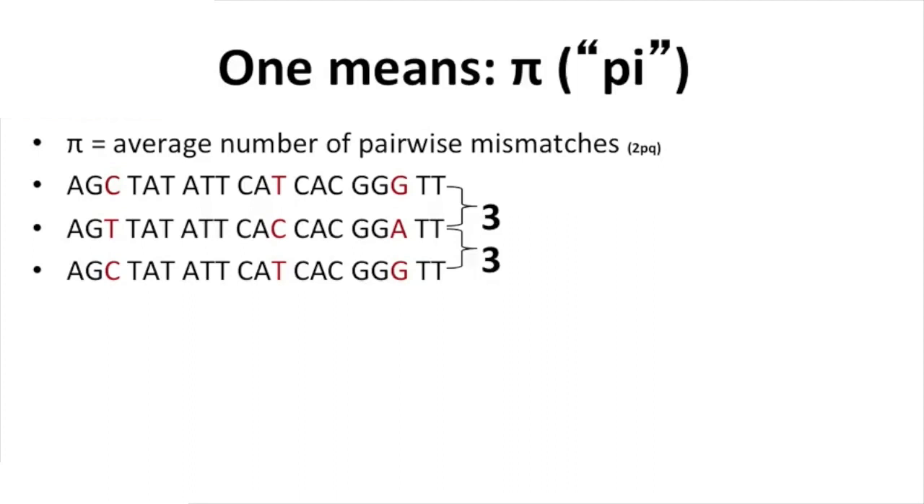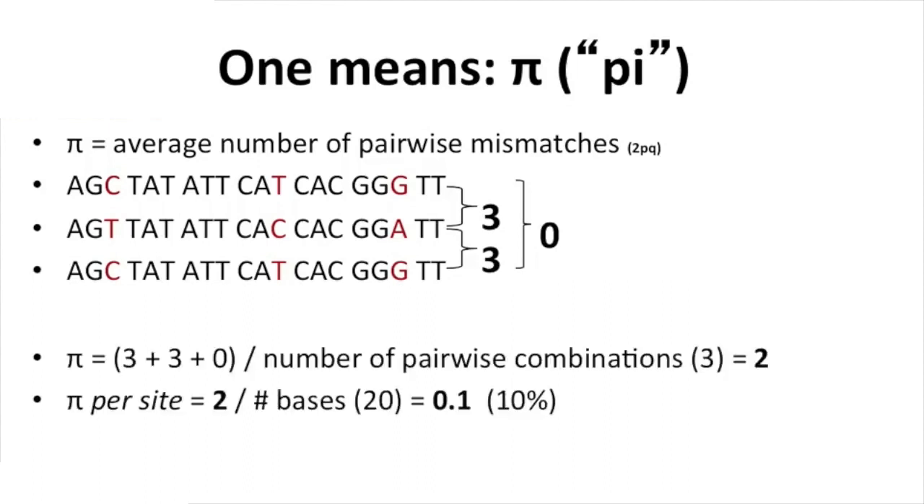What about between the first and third sequence? How many mismatches are there? Well, the only variable sites are the red ones, and here they're the same, here they're the same, and there they're the same. So in fact, between the first and third sequence, there are 0 mismatches. Now, pi is just the average number of pairwise mismatches. So we have, in this case, 3 numbers for mismatches, 3, 3, and 0, and we had 3 pairwise combinations. So we just add these up, and divide by the number of pairwise combinations, which in this case was 3. We have 3 different comparisons. In this case, 3 plus 3 is 6. 6 divided by 3 is 2.